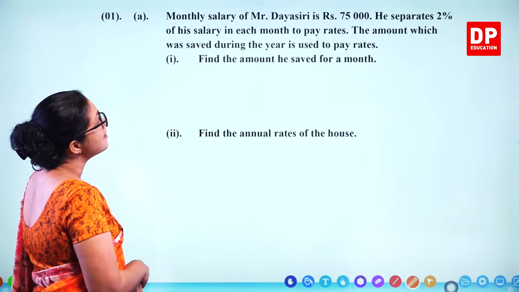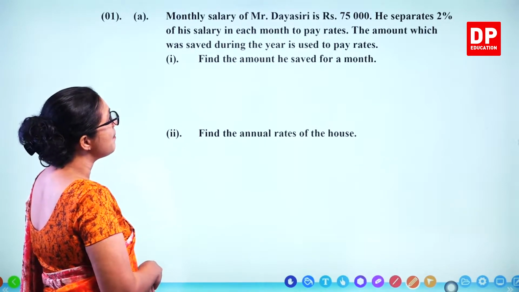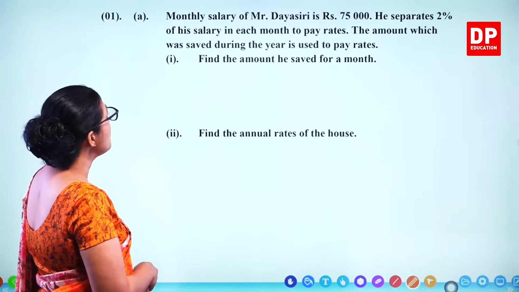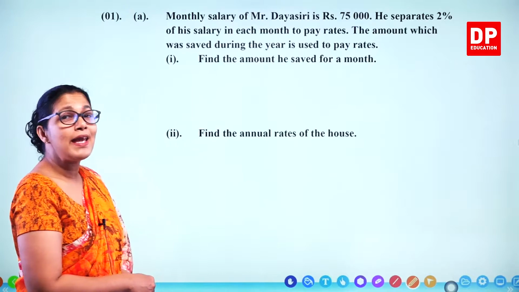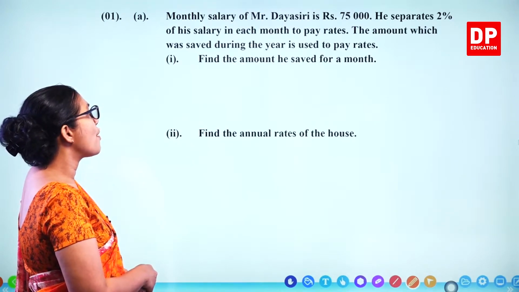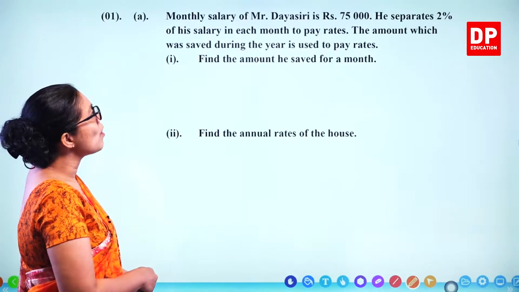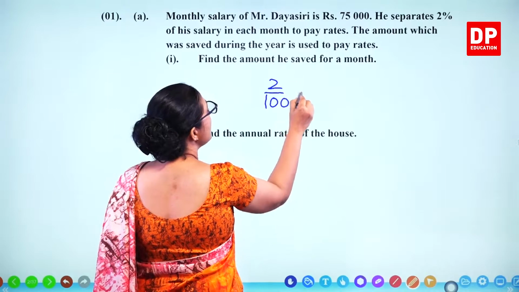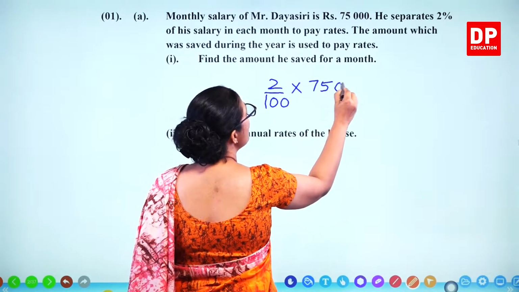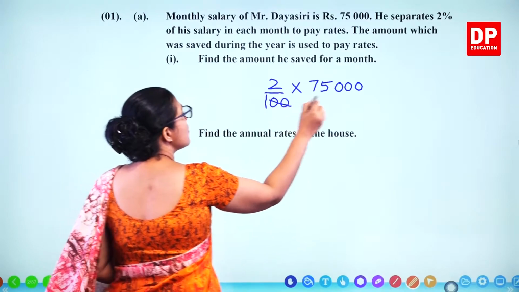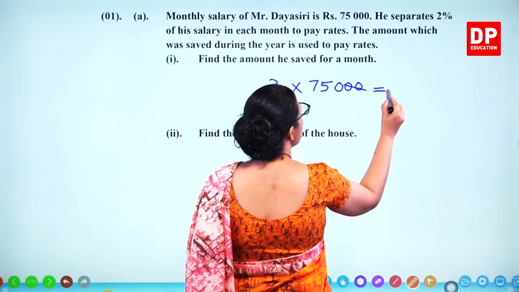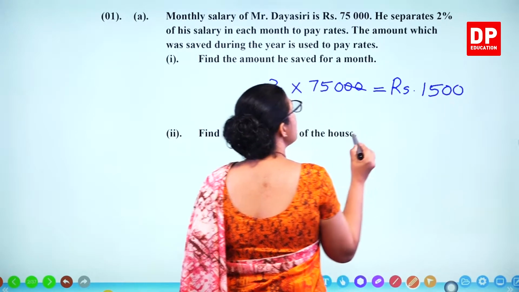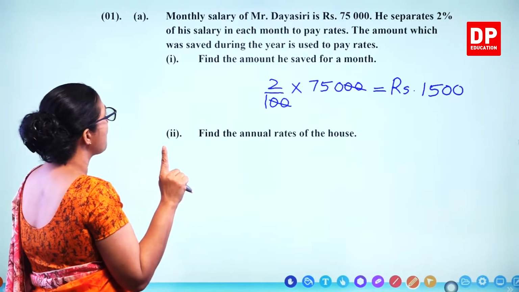Monthly salary of Mr. Dayasiri is 75,000 rupees. He separates 2% of his salary in each month to pay rates. The amount which was saved during the year is used to pay rates. Find the amount he saved for a month. That means 2% of 75,000. So 2 over 100 into 75,000 rupees. 2 zeros get cancelled out. 2 times 750. That's 1,500 rupees. That's for a month.